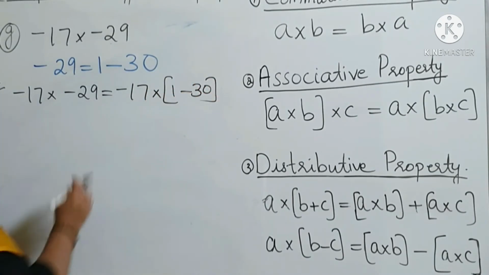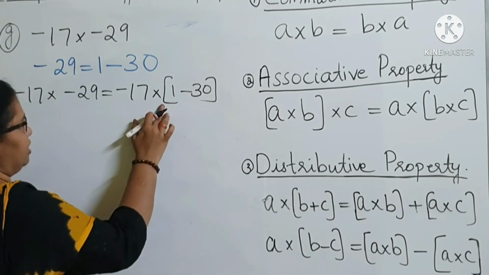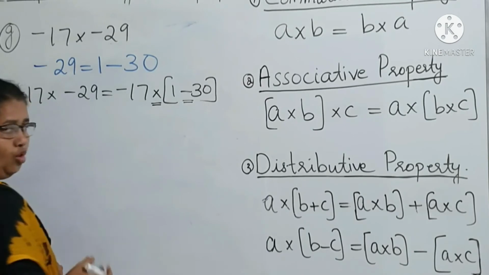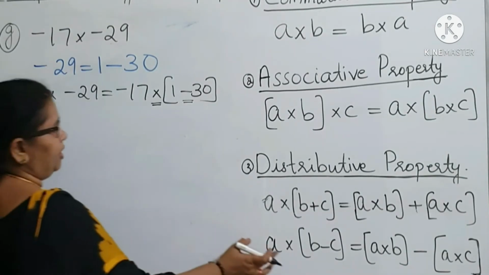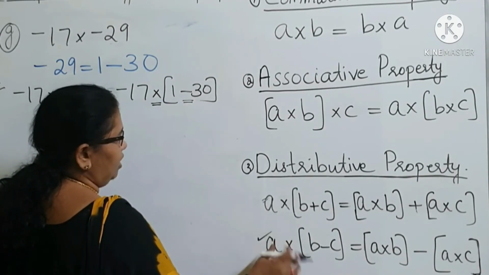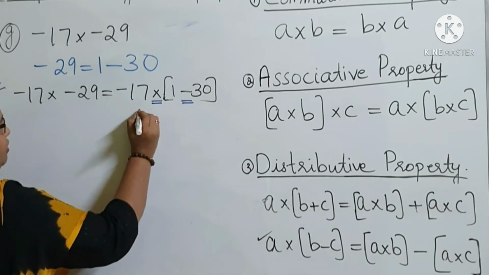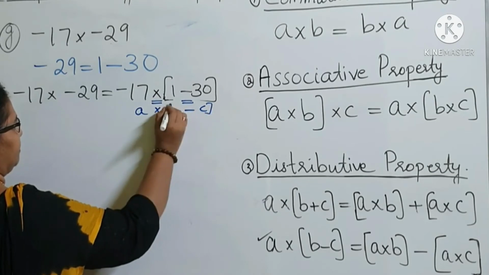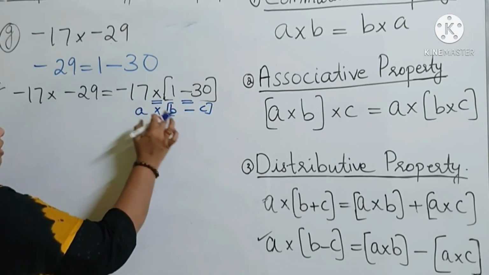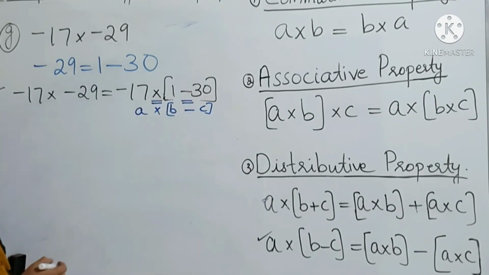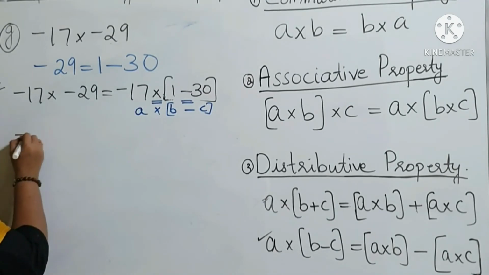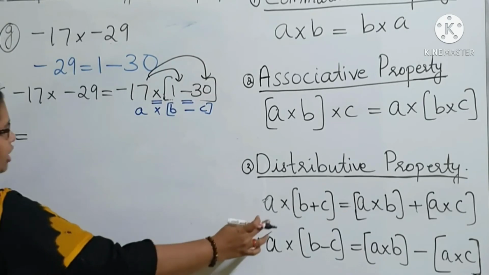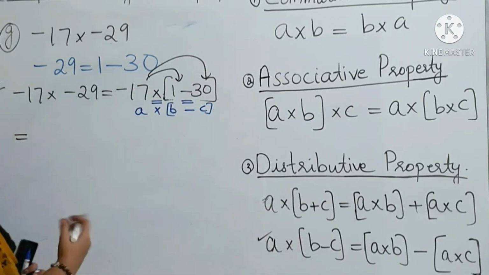Now which property? See in this part, multiplication and subtraction are there, two operations. Then which property can we use? Distributive property over subtraction. That is in the form A into B minus C, where A is negative 17, B is 1 and C is 30. That is equal to, then distribute negative 17 to both the numbers: A into B minus A into C.